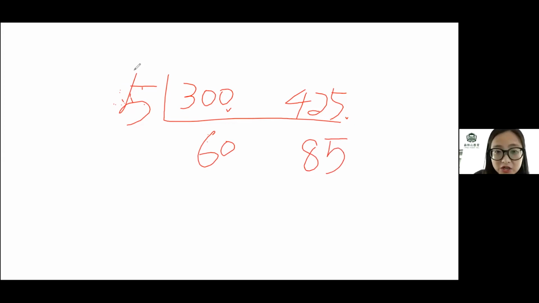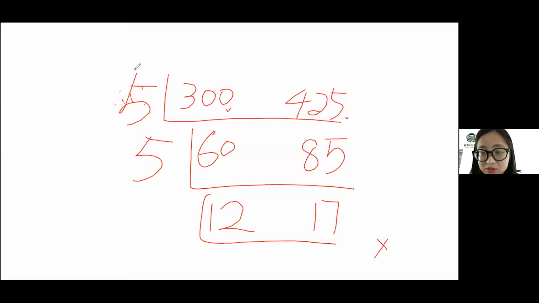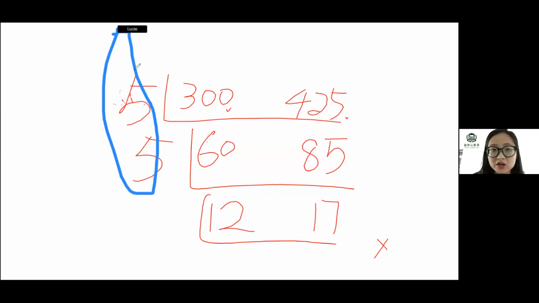So we continue, draw another box over here and put another common factor. What is another common factor, Lucas? We have 5, very good. 60 divided by 5, that's 12. 85 divided by 5, that's 17. So do we still have a common factor in 12 and 17? No, because 17 is a prime number. So the common factor is 5 times 5 goes to 25.